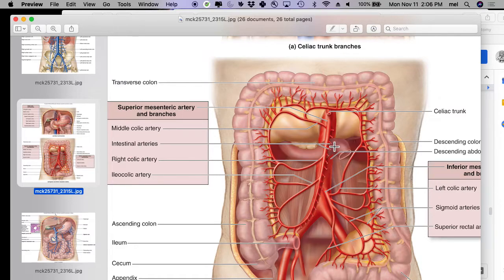But they run through the mesentery, yeah? They're called the intestinal arteries. And they are going to supply the entire rest of the small intestine. You with me? Okay. We did the duodenum. They're going to take care of the entire rest of it.